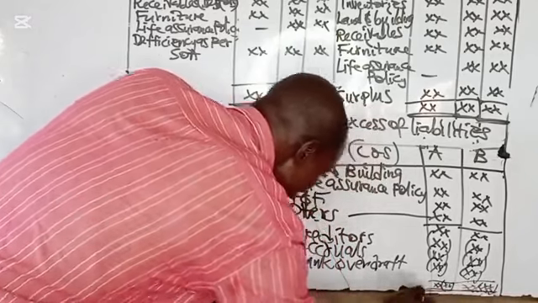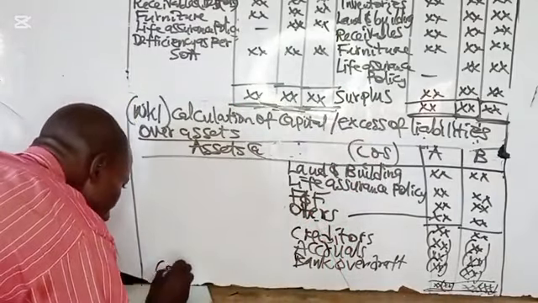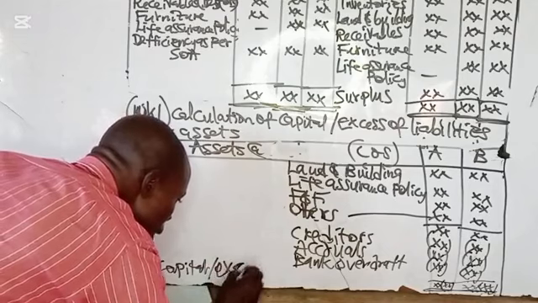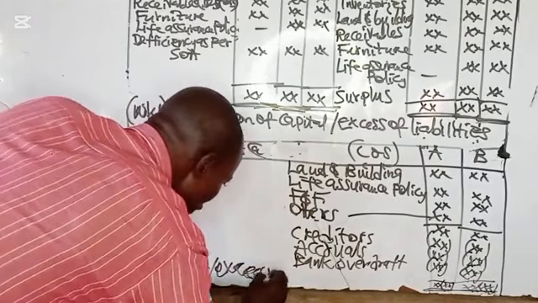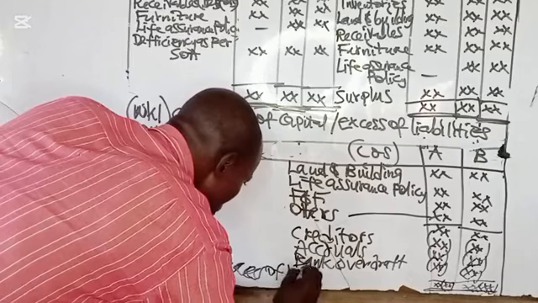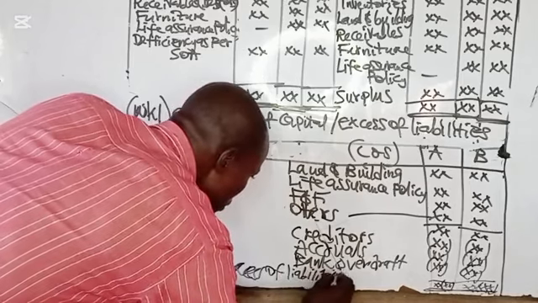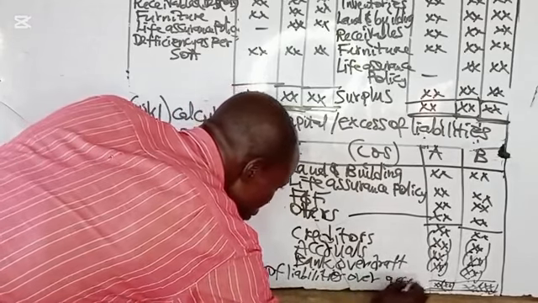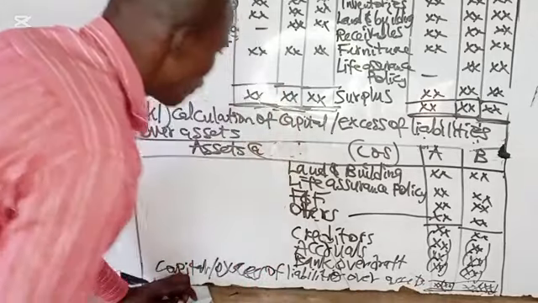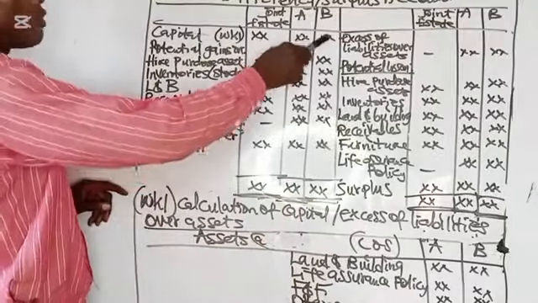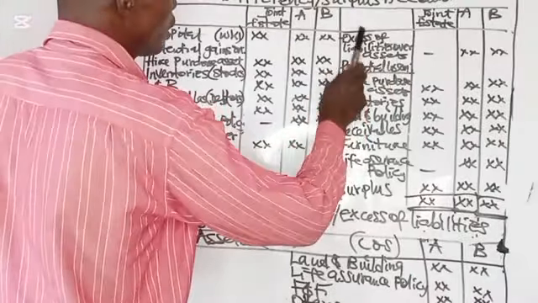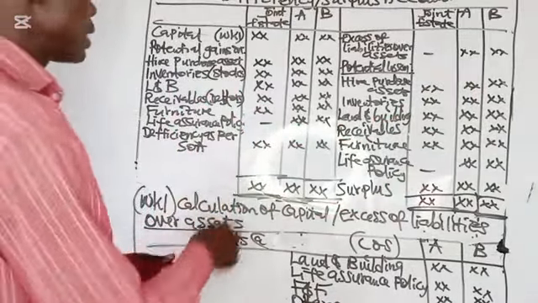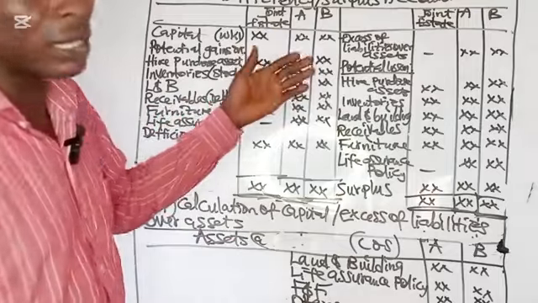So you either have capital, or excess of liabilities over assets. It is from this working one that you will get what you have as capital here, or what I have as excess of liabilities over assets. So that is how we got that. So this is the format for preparing deficiency account. Now let's take a question as a worked example.